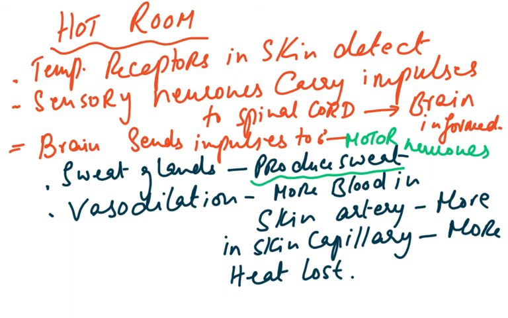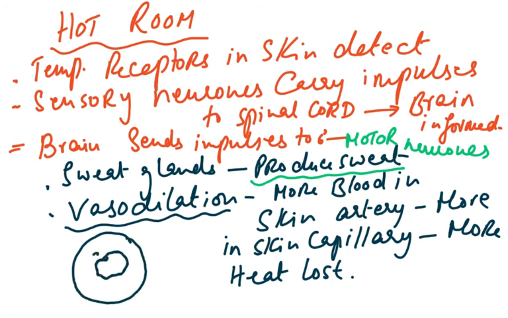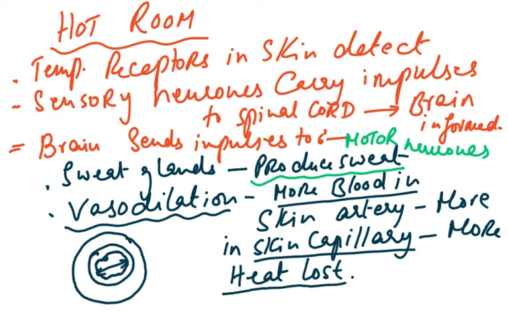The next and the important phenomenon is vasodilation. Vasodilation means the skin arteries, the muscles in the skin arteries, will relax. So the lumen will become large. So more blood will flow in the arterioles and in the capillaries. So I said more blood in the skin arteries, more in the skin capillaries. So more heat lost. So vasodilation: more blood flowing in the skin arteries, more in the skin capillaries.